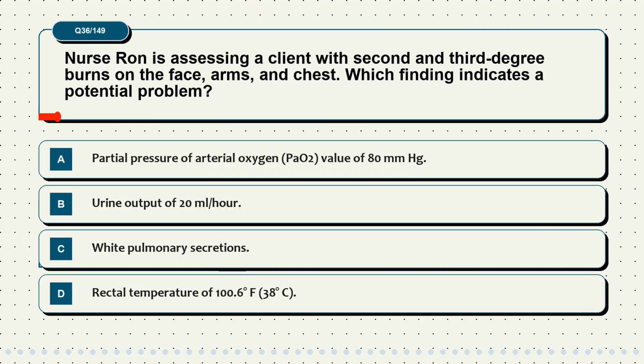Question 36. Nurse Ron is assessing a client with 2nd and 3rd degree burns on the face, arms, and chest. Which finding indicates a potential problem? Here are the options. Option A. Partial pressure of arterial oxygen PaO2 value of 80 mmHg. Option B. Urine output of 20 ml/hour. Option C. White pulmonary secretions. Option D. Rectal temperature of 100.6 degrees F, 38 degrees C.